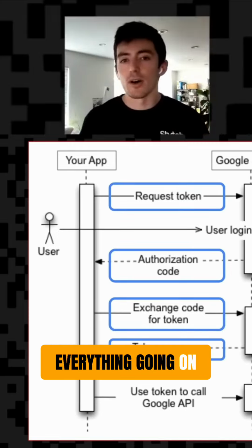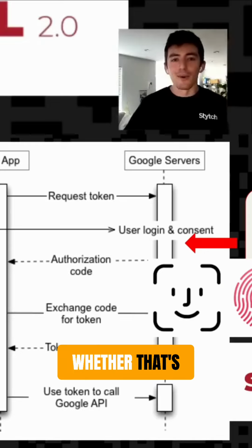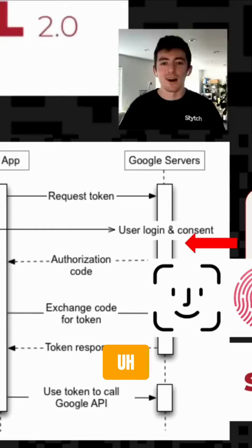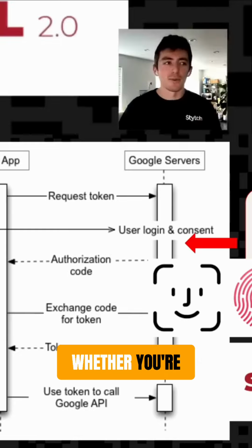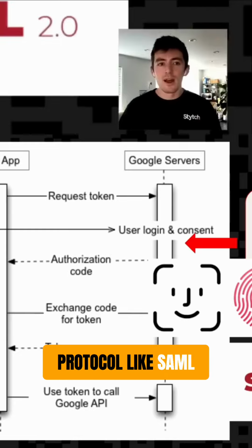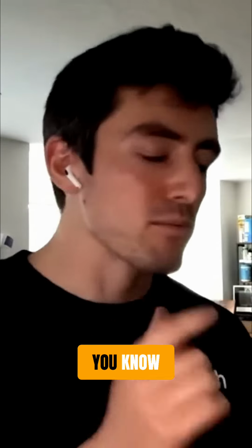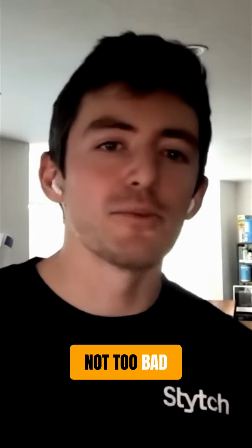Specifically, when it comes to user login, there's many different ways that people can log in, whether that's using tools like passwords or Face ID or email magic links, whether there's MFA involved, whether you're using a protocol like SAML. And so Stytch started building just the login flow, and now we've expanded out into the rest of the diagram.